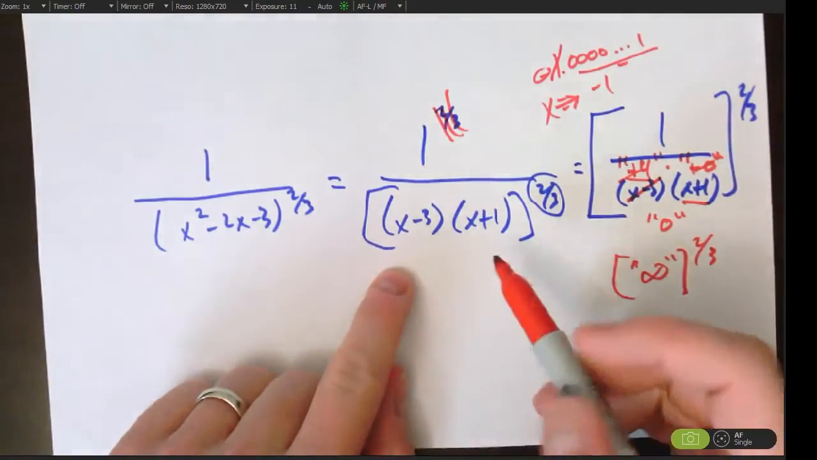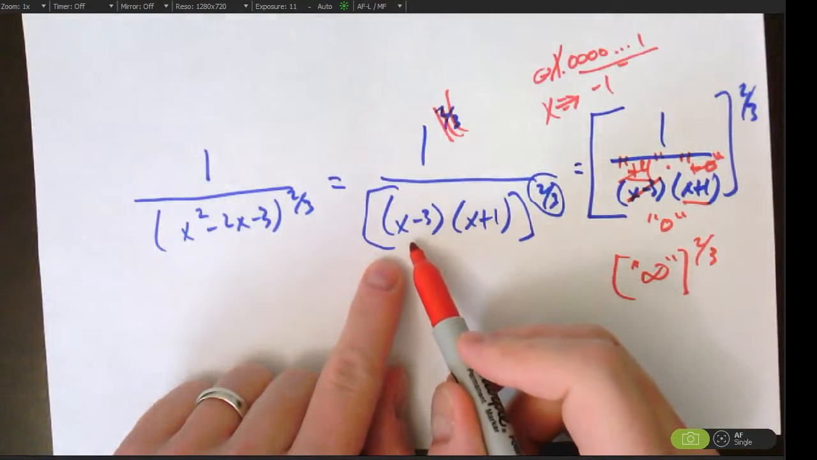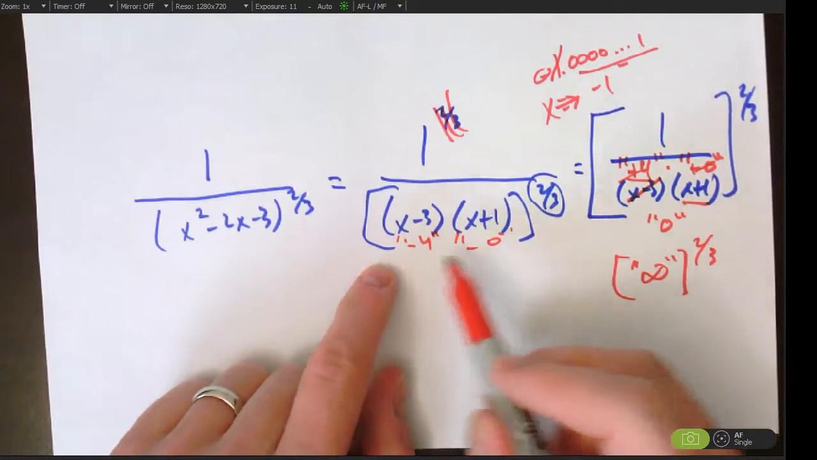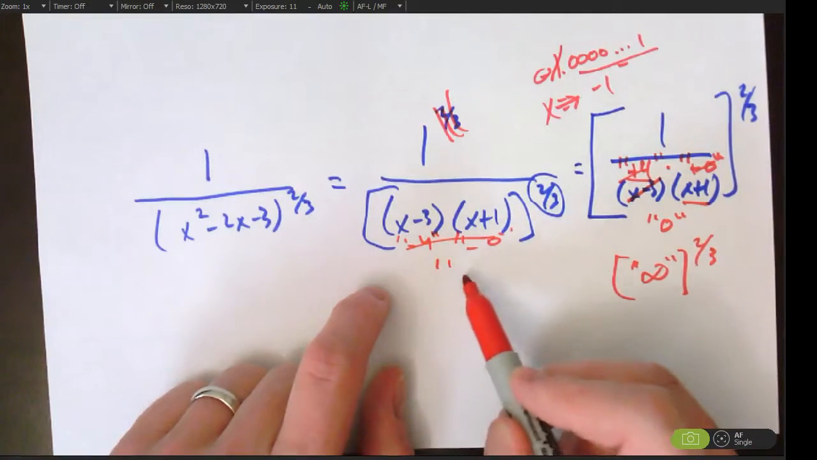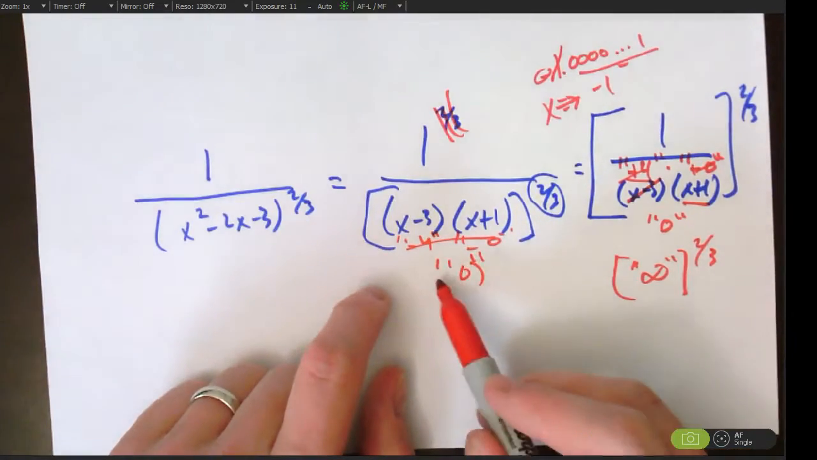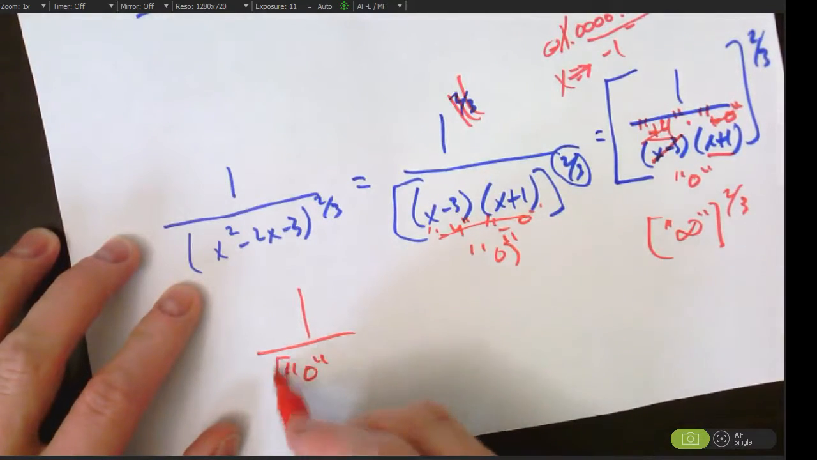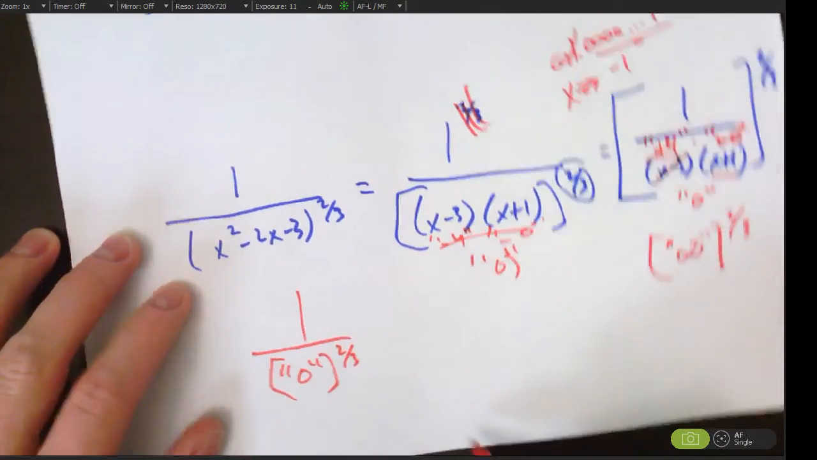Again, what we'd have to realize is this guy's going to be -4, quote unquote. This guy's going to be -0, quote unquote. So I get this, quote unquote, +0 small number. But what I really have is 1 over, quote unquote, 0 to the 2/3 power.